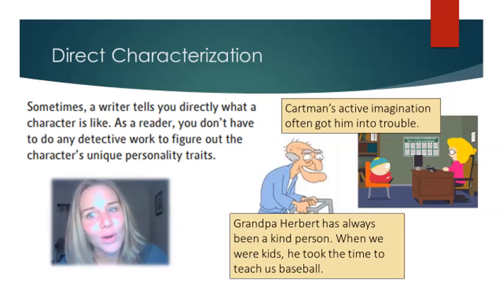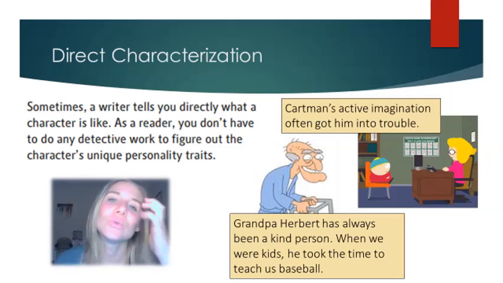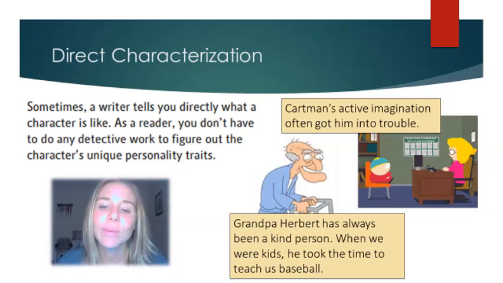Next, we have Grandpa Herbert has always been a kind person. When we were kids, he took the time to teach us baseball. We are being told directly that Grandpa Herbert is a kind person. We don't need to infer or assume anything because we are told it directly.